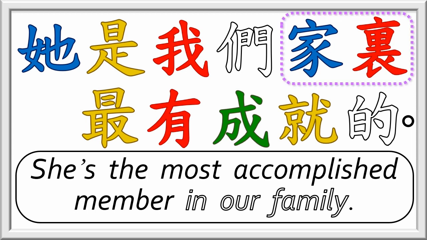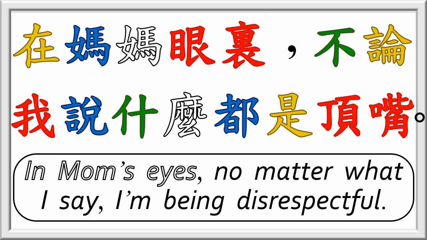Note that unstressed 头 can often be added after 里头, with no change in meaning. 家里 refers to one's home or family. 她是我们家里最有成就的. She is the most accomplished member in our family. Just as in English, Chinese also says in someone's eyes, 在眼里. 在妈妈眼里，不论我说什么，都是顶嘴. In Mom's eyes, no matter what I say, I'm being disrespectful.